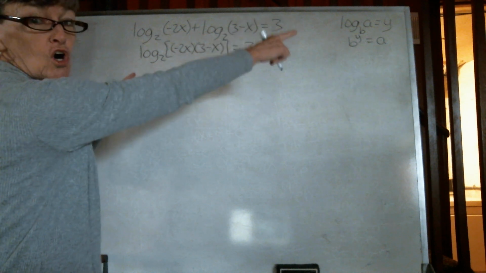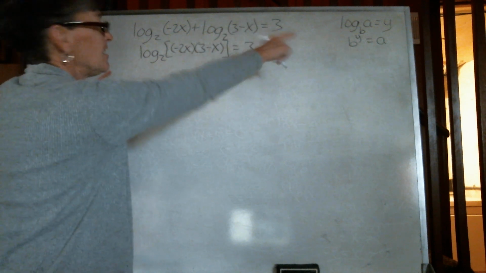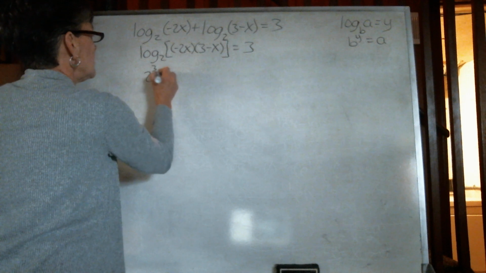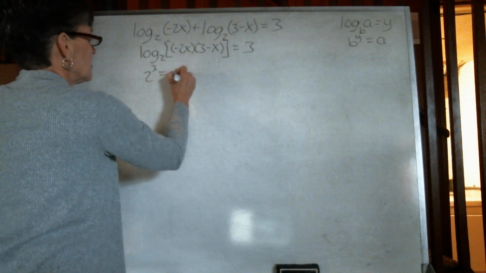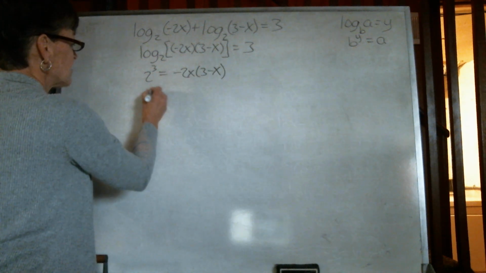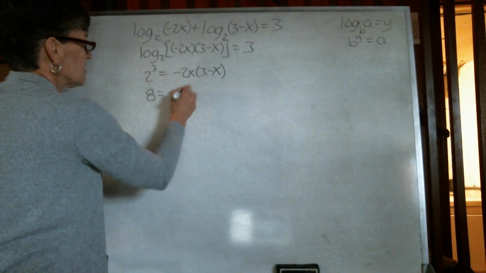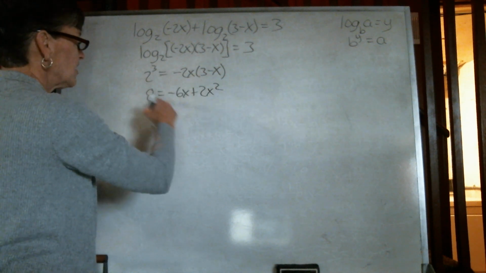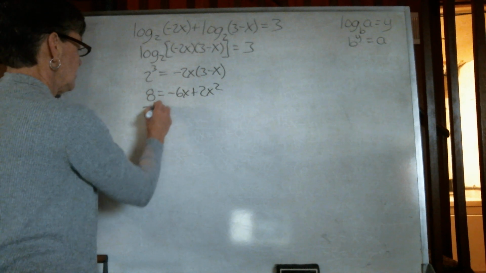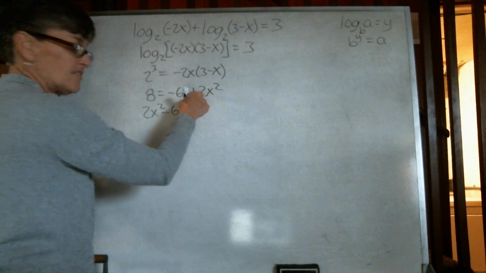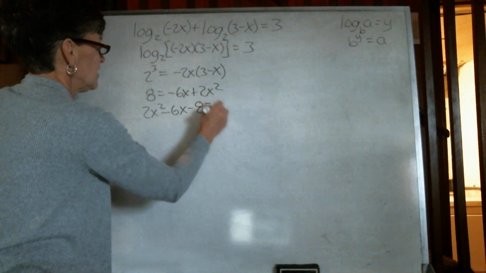Now I have one log, and so I can use my definition of a log. 2 is my base, 3 is my exponent, so 2 to the 3 equals the argument, negative 2x times 3 minus x. All right, 2 to the 3 is 8, and then this is negative 6x plus 2x squared. So it's a simple quadratic equation. Just going to rewrite it in order. So 2x squared minus 6x, and then I'm going to move the 8 to this side, which means I'm going to subtract 8, equals 0.